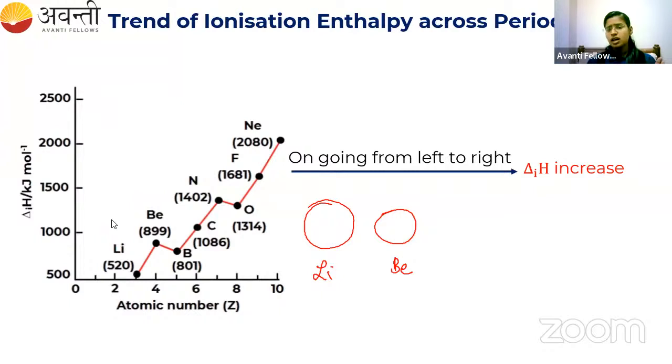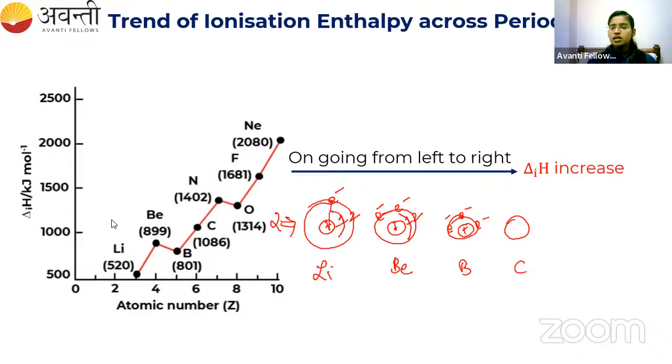All of you know that across the period size decreases, right? So this is boron and carbon will be still smaller in size. This is the nucleus of lithium, nucleus of beryllium, nucleus of boron, and all of them belong to the second period. This is shell number 1, this is shell number 2. In lithium, we have only one electron in the outermost shell. In beryllium, we have 2 electrons. In boron, we have 3 electrons in the outermost shell.